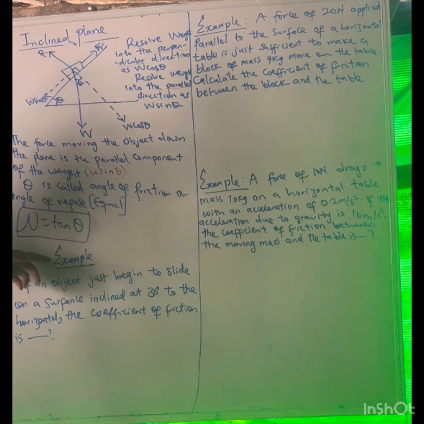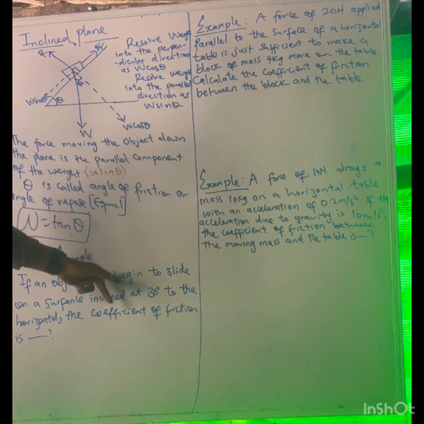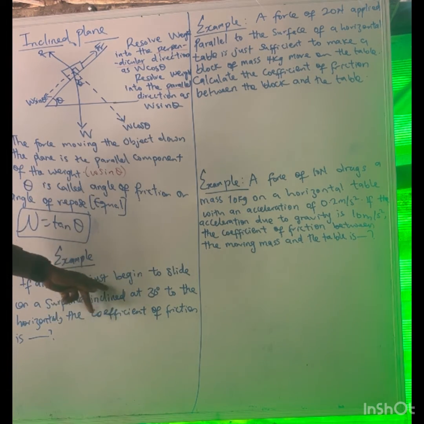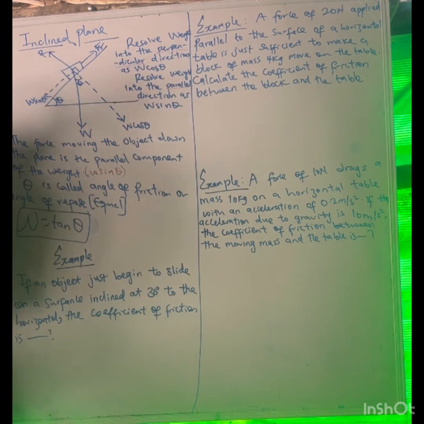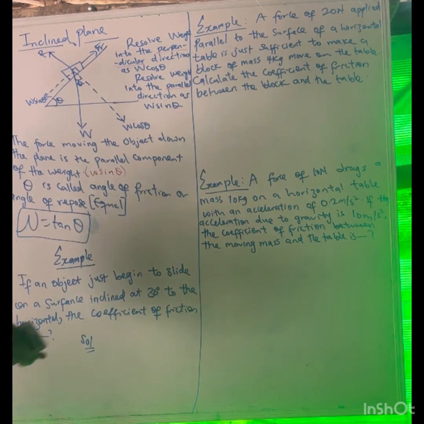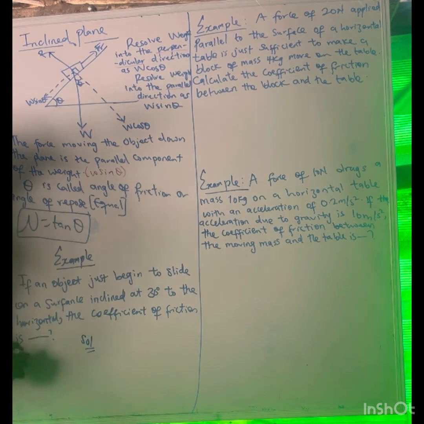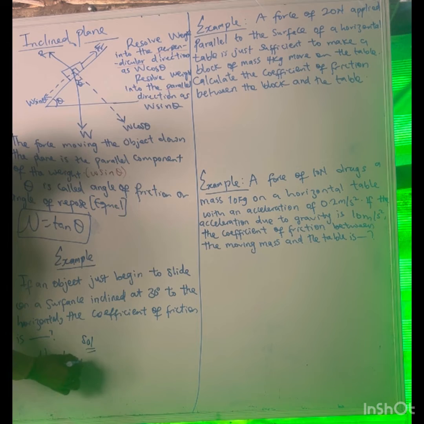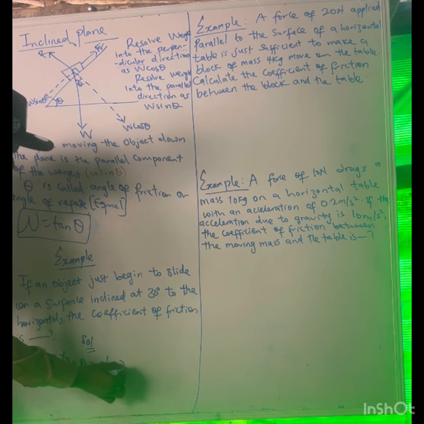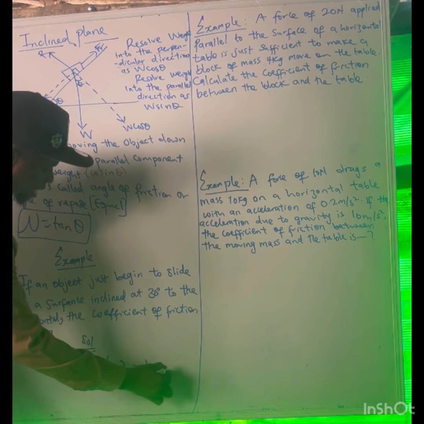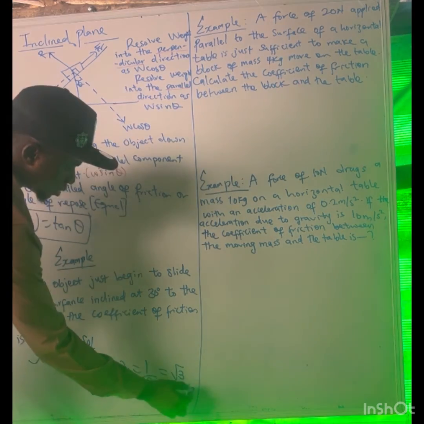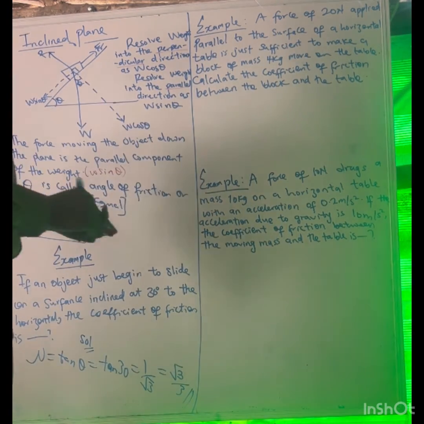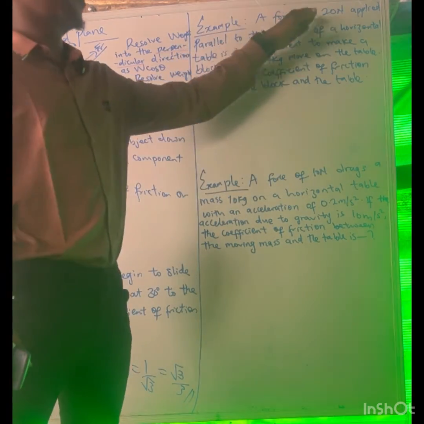The first example we have here is: if an object just begins to slide on a surface inclined at 30 degrees to the horizontal, what is the coefficient of friction? You will just write solution. Whenever you are looking for the coefficient of friction and you are given an angle theta, you will just use this formula. Your mu equals tan theta, that's equals tan 30, and that equals 1 over root 3, or the answer is root 3 over 3.